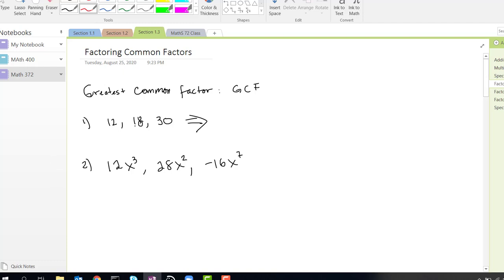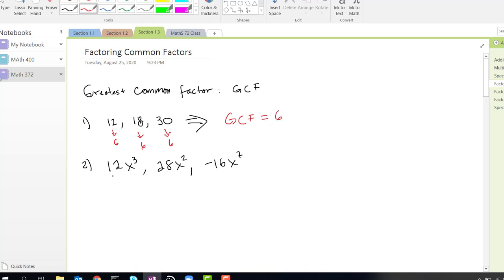So notice that 12, 18, and 30, these are all even numbers, so 2 is a factor, but 2 is not the largest. All of these have a 6 in common as well. And so 6 ends up being the largest common factor. So the GCF here will be 6.